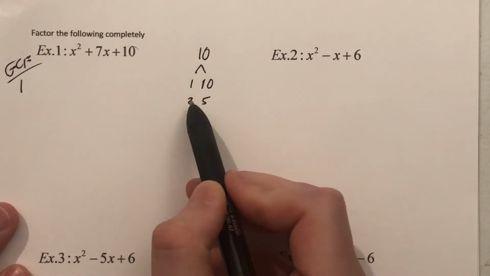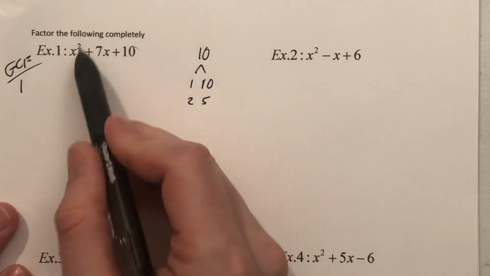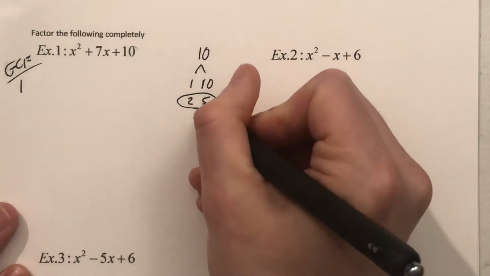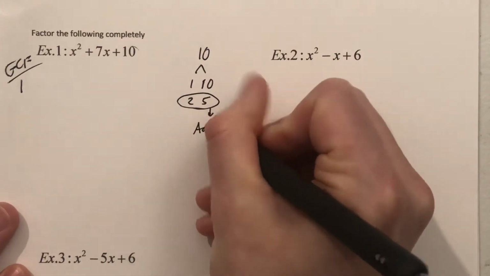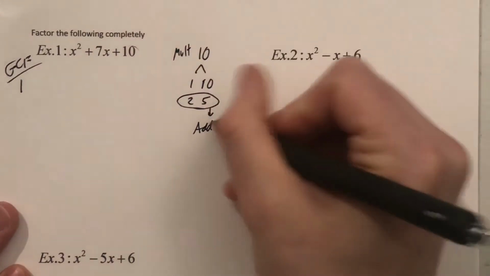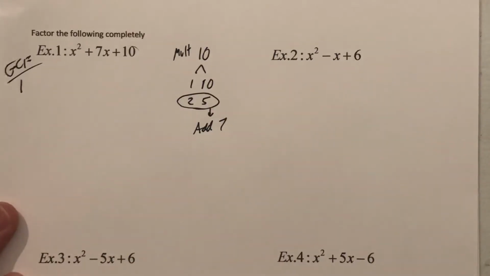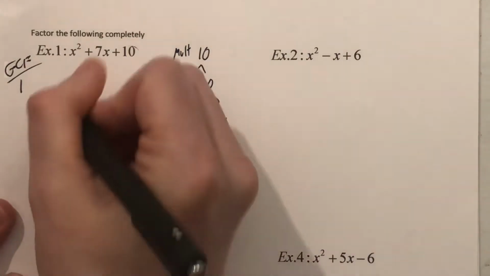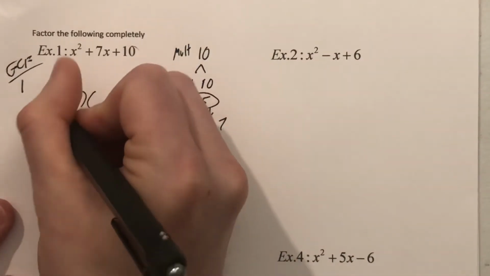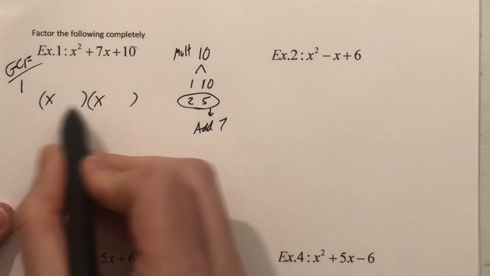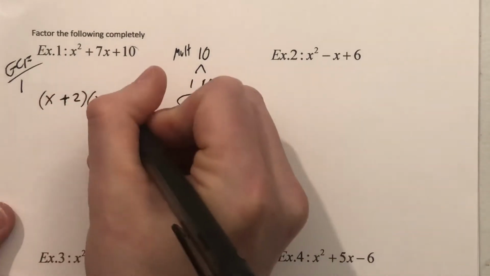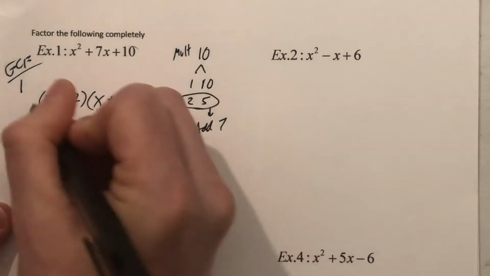Positive means same sign, and I need them to also add to a positive 7. Well, the only two that would do that are positive 2 and positive 5. Those will add to 7. So to multiply to 10 but add to 7, it's 2 and 5. That means this does factor, and it goes into this form where the binomials start with x, and they end with those numbers, positive 2 and positive 5.